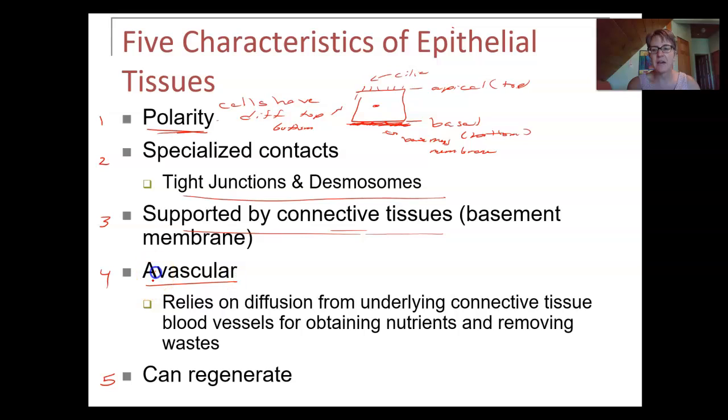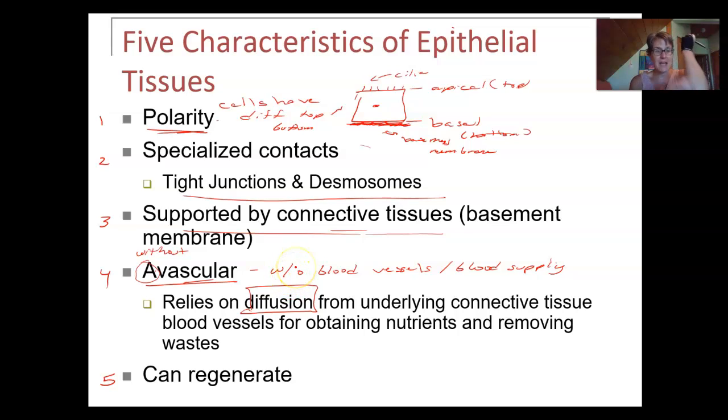Number 4 means avascular. So this A as a prefix means none, without. My Latin was failing me. And vascular means blood supply. So there are no blood vessels in epithelial tissue. Blood is not bringing epithelial tissue its nutrients. It relies on diffusion, passive, right?